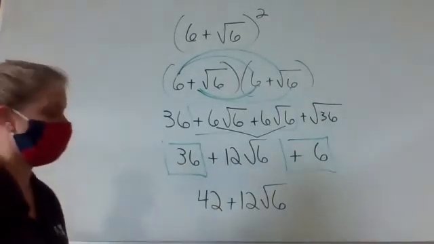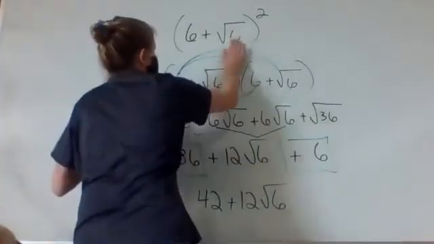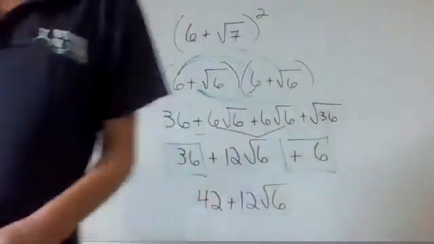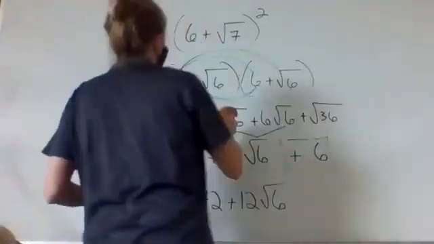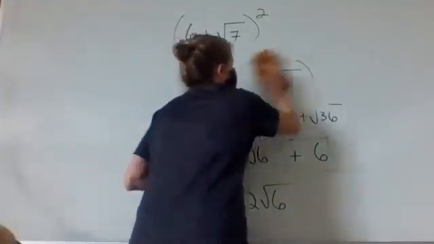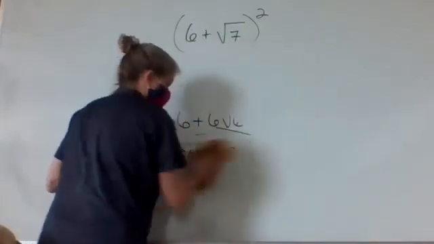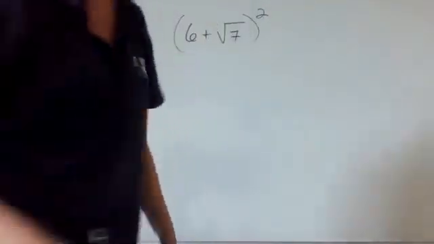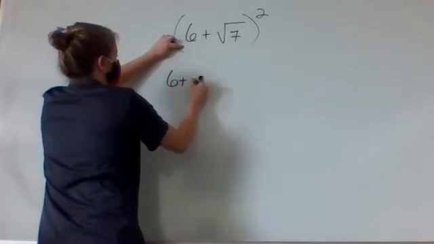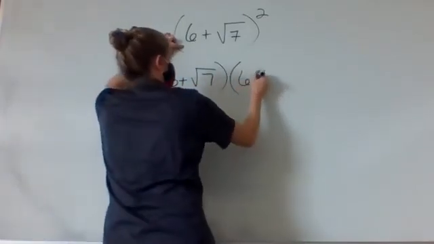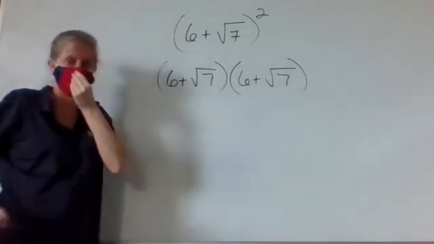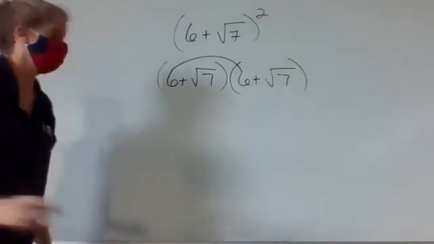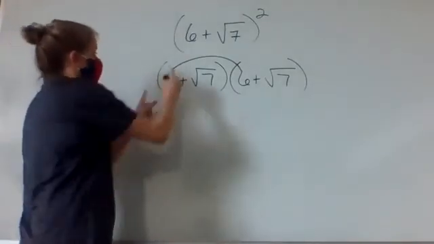It's almost the same exact problem as this. The only thing that they changed was this right here: 6 plus the square root of 7, squared. So same exact steps. This is our last problem. Thank the Lord, right? I'm done with this. So let's see. 6 plus the square root of 7, multiply it times itself. You're going to have 36 again. The 6 times the 6 makes 36. Then you're going to have 6 times the square root of 7.